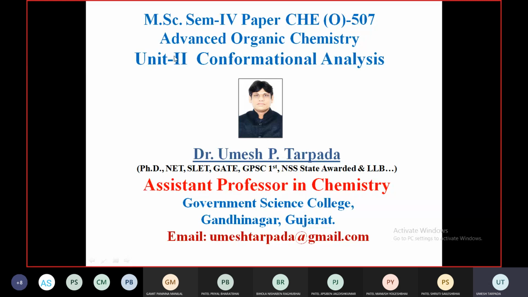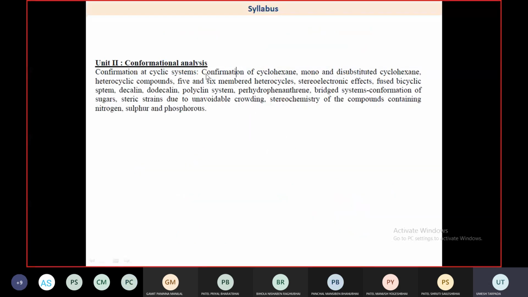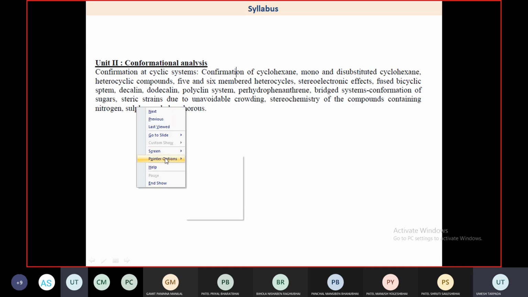Conformational analysis is a very important unit in a 507. So this is your syllabus. Your syllabus comprises conformation of cyclic systems, conformation of cyclohexane, mono and disubstituted, heterocyclic compounds, 5 and 6 membered ring compounds, fused bicyclic, tricyclic, polycyclic compounds, and conformations of sugar. One more topic is stereochemistry of compounds having nitrogen, phosphorus, and sulfur.